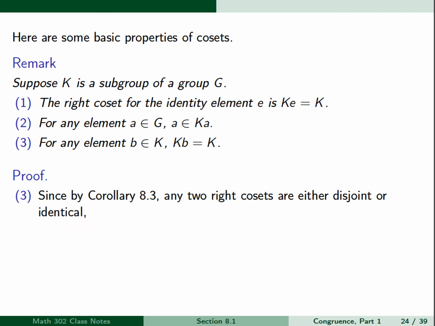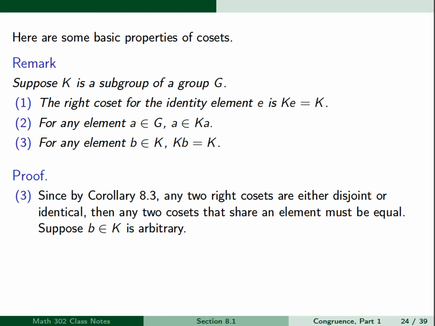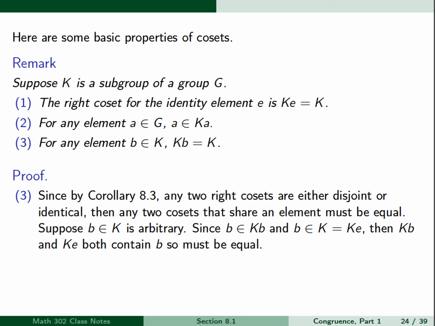And then for 3, since by corollary 8.3 any two right cosets are either disjoint or identical, then any two cosets that share an element must be equal. If they share an element, they're obviously not disjoint, so they must be identical. So let's suppose that b is an arbitrary element of K. Now, since b belongs to Kb, that's by part 2 of the remark, and b belongs to K, which is Ke, then Kb and Ke both contain b, so they must be equal.